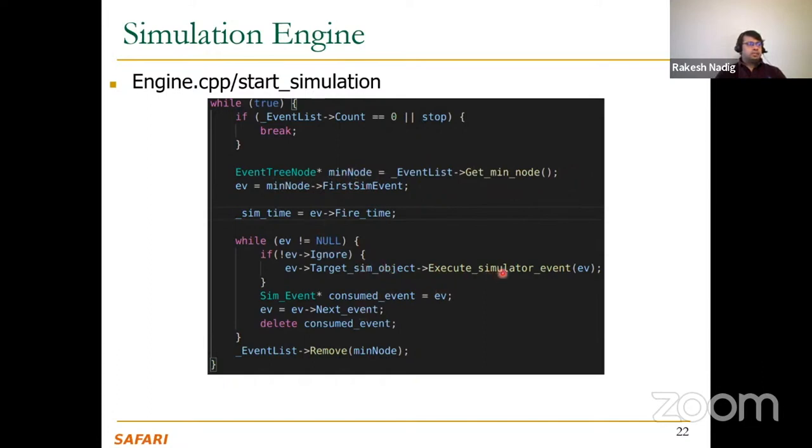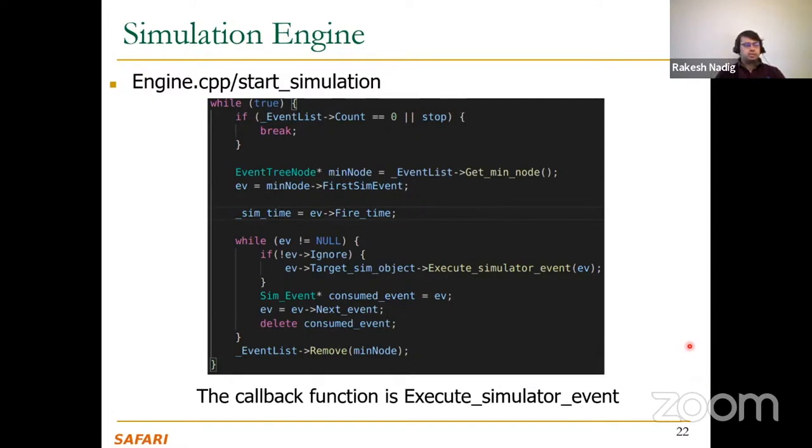And it will use that node to fire the event. To fire the event, it uses the execute simulator event interface with that object. Once it calls that simulation event, it then deletes the event from the tree because it has already triggered the event. So this is the basic idea of the start simulation function, and the callback function is execute simulator event. We need to define the callback function for each of these commands or data events that we insert into the tree.